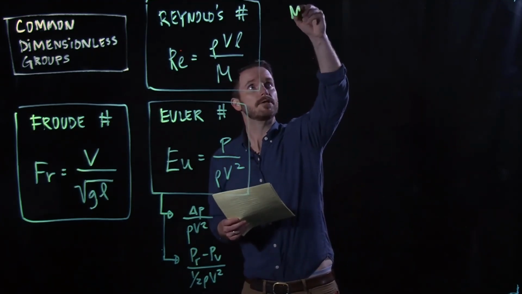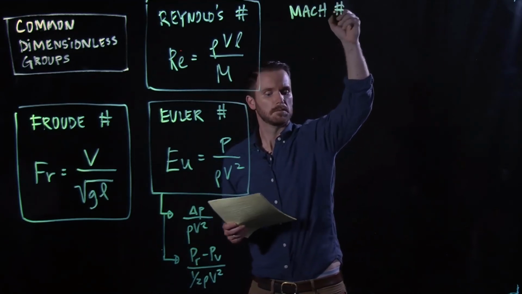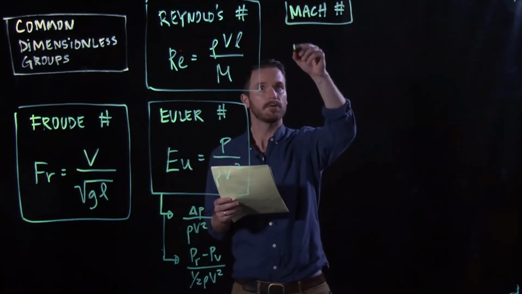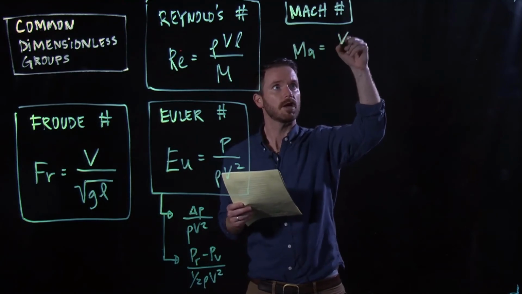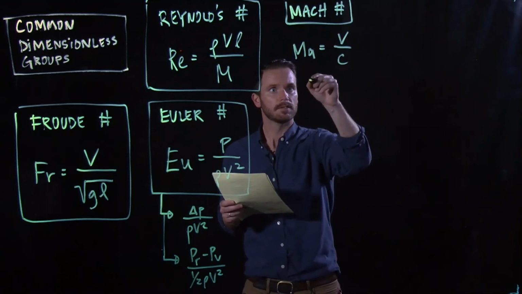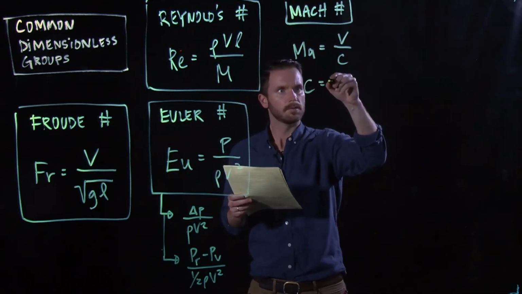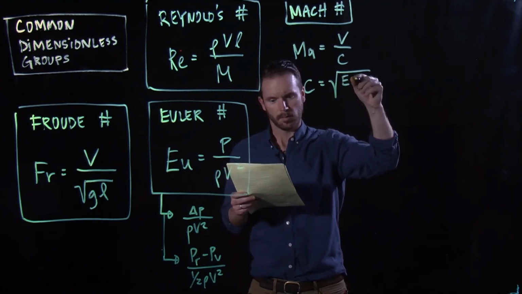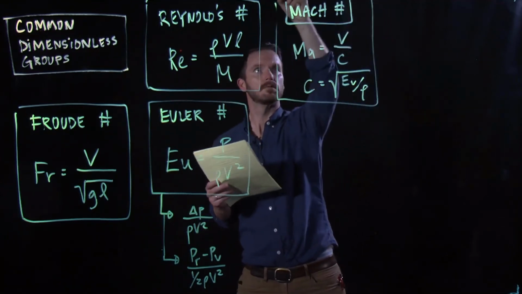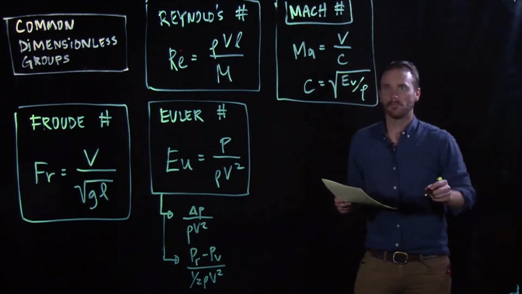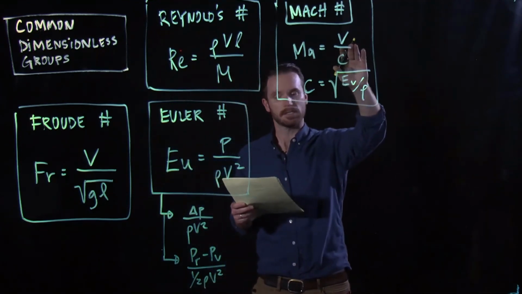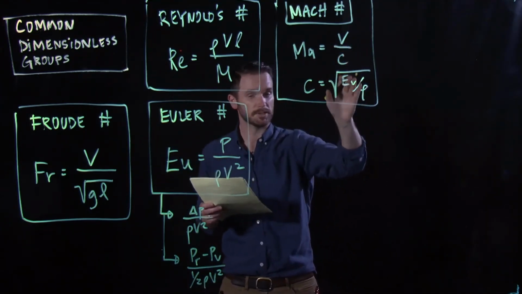One that you've probably heard of is the Mach number. The Mach number is essentially a ratio of the velocity to the speed of sound, where the speed of sound is equal to the square root of the bulk modulus divided by the density. Right? For the Mach number, velocity divided by the speed of sound, where speed of sound depends on the bulk modulus. So what do you think this is? This is an index of the inertial forces to the compressibility forces, right?